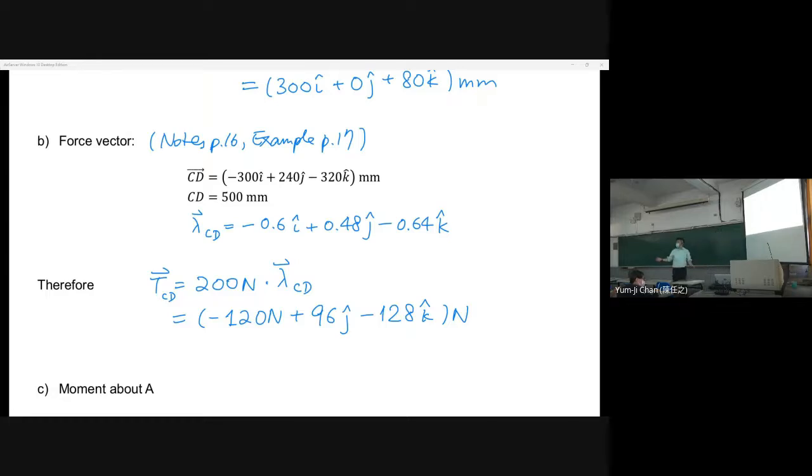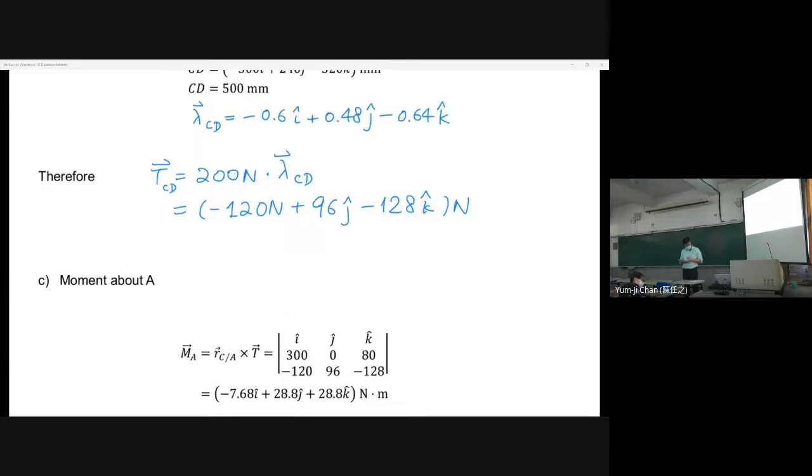So the last thing we calculate here is the moment about A. So I'll type it here. Remember the first row is i, j, k. So what do we fill in the second row? R or F? R, okay, very good. And the last row is F.